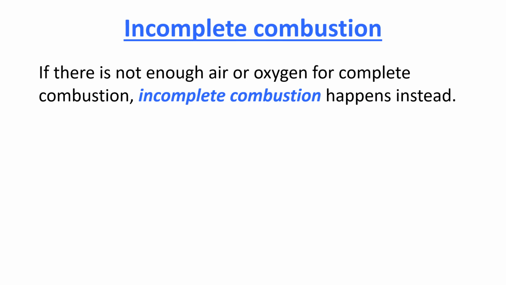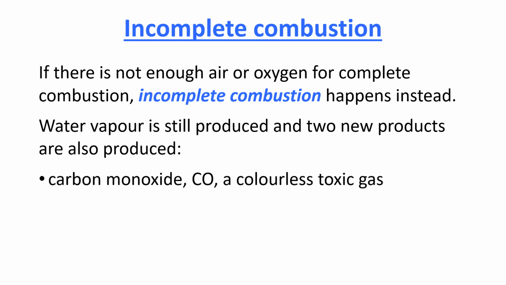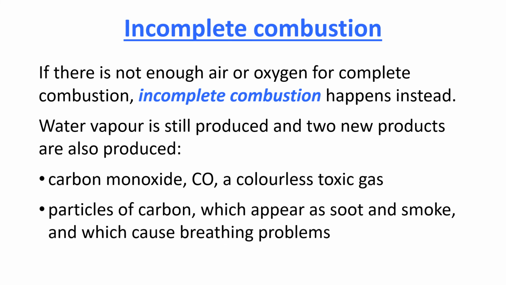Incomplete combustion occurs when there isn't enough oxygen present for complete combustion to happen. Instead, water vapour is produced, and we have two different products that are produced. One of these is carbon monoxide, which is a poisonous gas that is absorbed in the lungs and binds with the haemoglobin in red blood cells. This means that these blood cells can therefore no longer carry oxygen around the body. Our other product is particles of carbon, which appear as soot and smoke, and these cause breathing problems because they clog up the lungs.